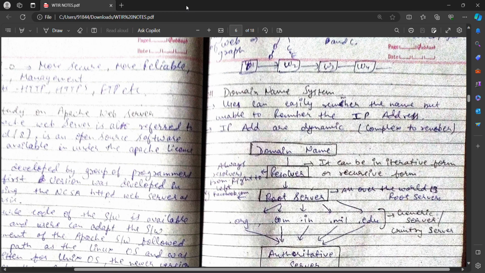Okay, so let's move to the next part of this WTIR playlist, and here we are going to discuss the DNS. That is the most important concept, and this is the thing that you must know: what is this DNS and how does it basically work. Okay, so let's start with what is DNS.